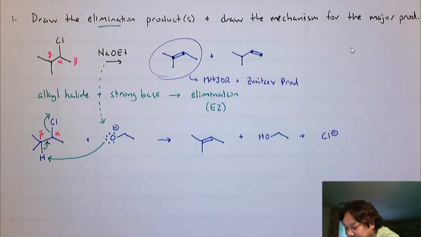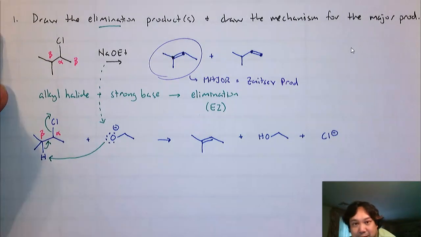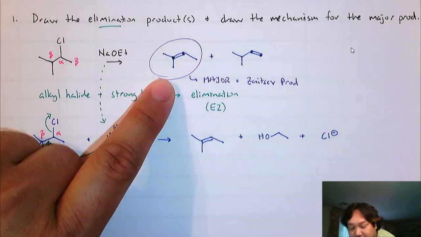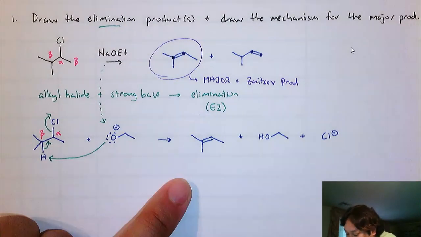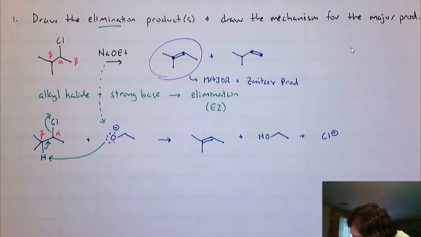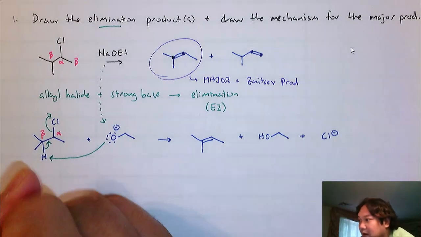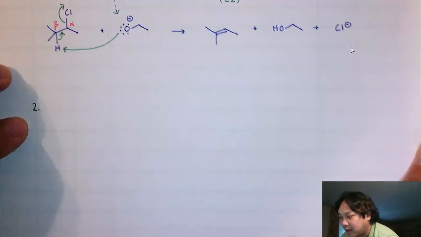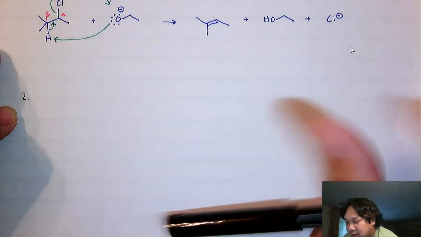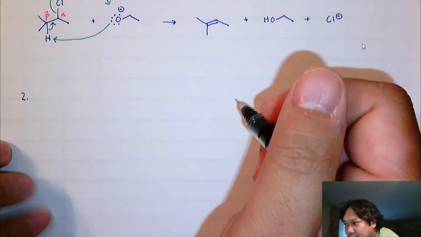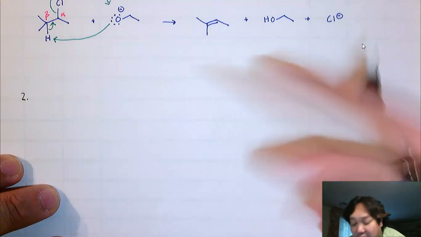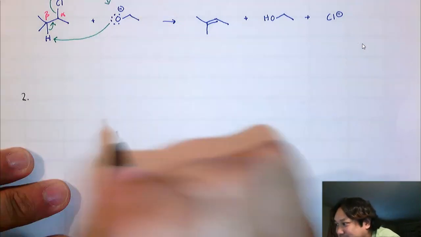Okay, so that's number 1. Predict the products, plural. Select the major, draw the mechanism. Number 2. Let me show you a reaction where we get what's called the Hoffman product. I'm just looking. Okay, this one right here.